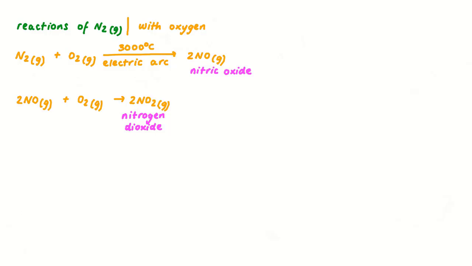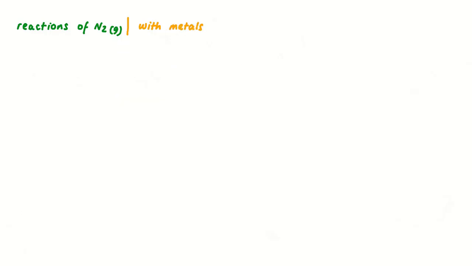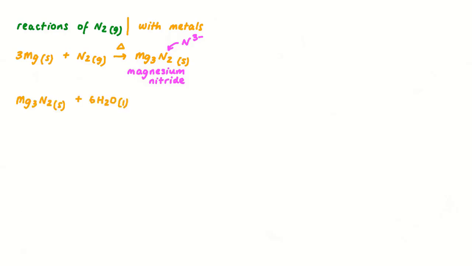Now let's look at the reaction of nitrogen with metals. Magnesium, a strong reducing agent, will react with nitrogen. This reaction requires heat and produces magnesium nitride, where a nitride ion is N3-. The magnesium nitride, which is a greenish-yellow powder, can then go on to react with water. This reaction produces ammonia and magnesium hydroxide.